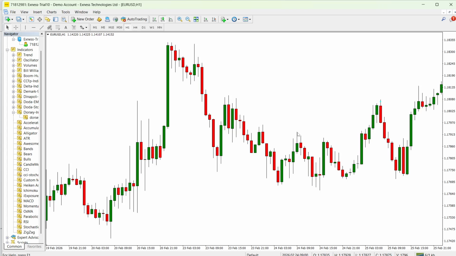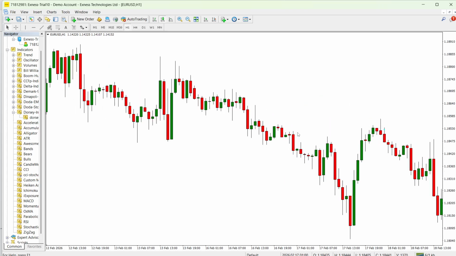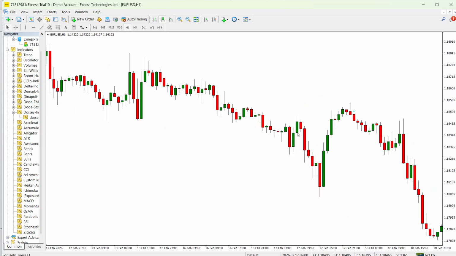In today's video, we are looking at the Dorsey Inertia Indicator for MetaTrader 4. This tool was developed by Donald Dorsey in 1995 and builds on his earlier Relative Volatility Index to measure long-term trend strength.